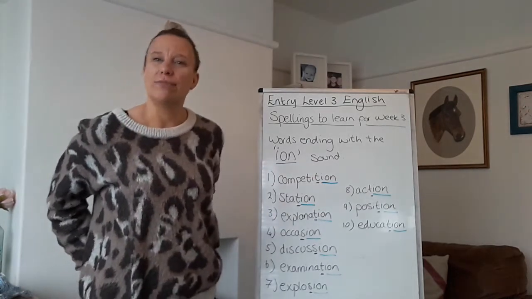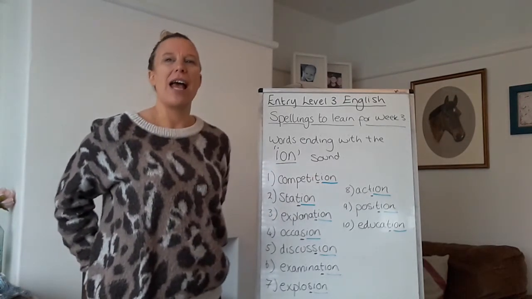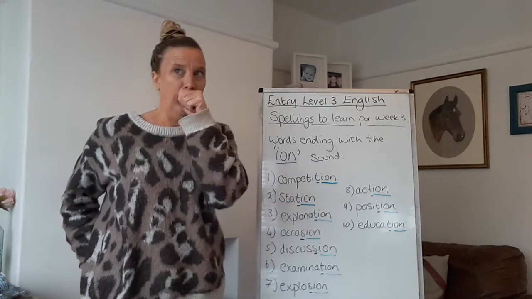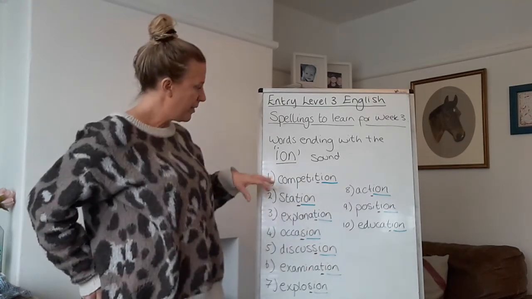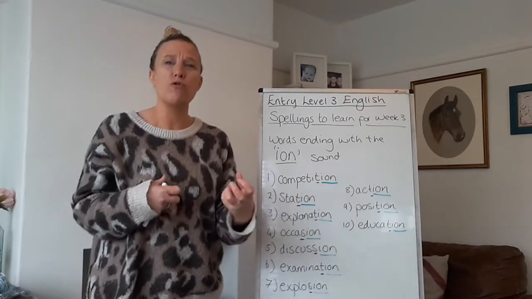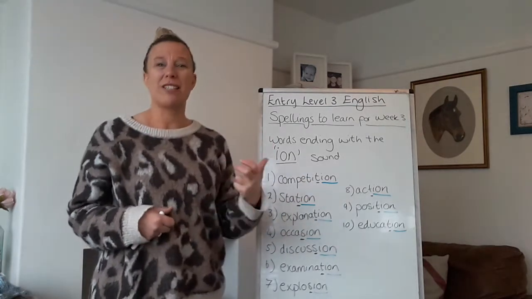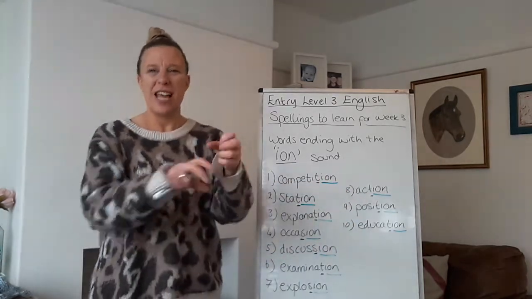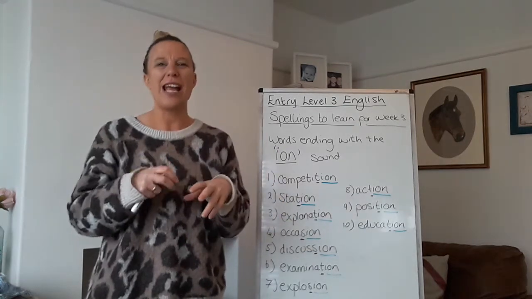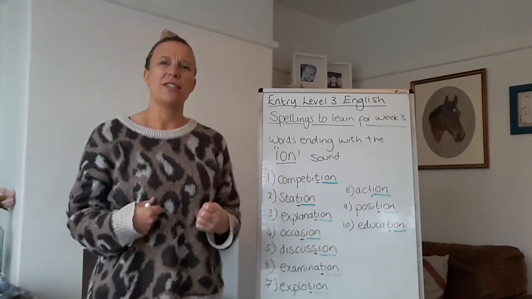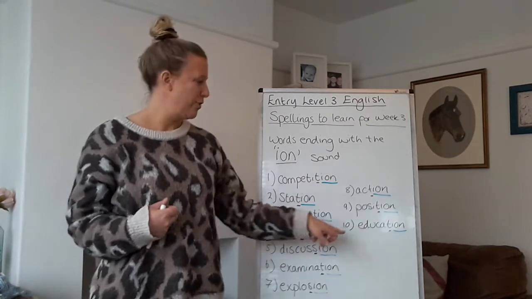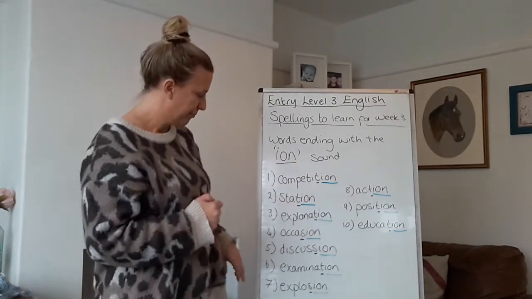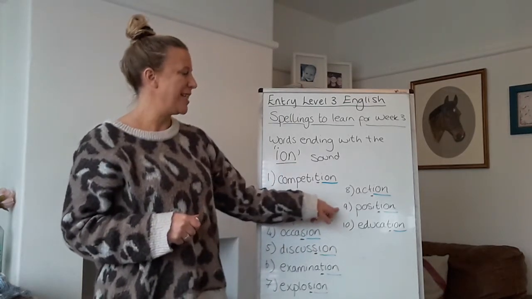Number 8, action. From the word act as well. Act, action. Remember, a lot of English words come from other words or have root words, like compete. The root word is compete. Act. Educate. And we've taken the E off and put ion on the end. Educate, education. So a lot of these words, once you've learned how to spell the main root, you then can just change the endings to make different words. Action.